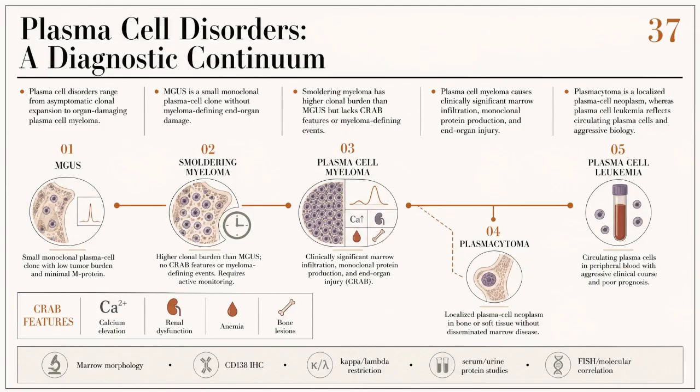Smoldering myeloma represents a transitional phase with a higher plasma cell burden, but still lacks the clinical features summarized by the CRAB criteria: hypercalcemia, renal insufficiency, anemia, and bone lesions that define active myeloma. Multiple myeloma itself is a malignant plasma cell neoplasm with extensive bone marrow infiltration and systemic manifestations. Histologically, bone marrow biopsies reveal sheets or clusters of atypical plasma cells, often with increased nuclear atypia and mitotic activity.